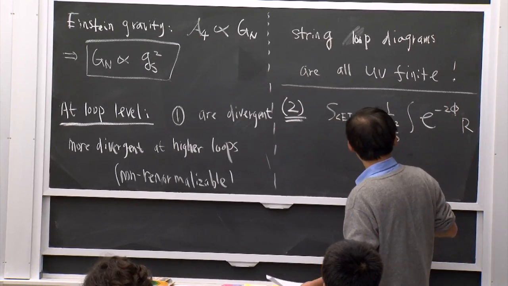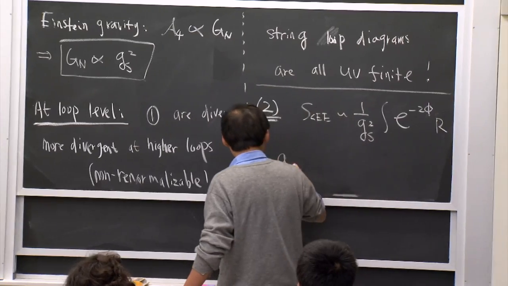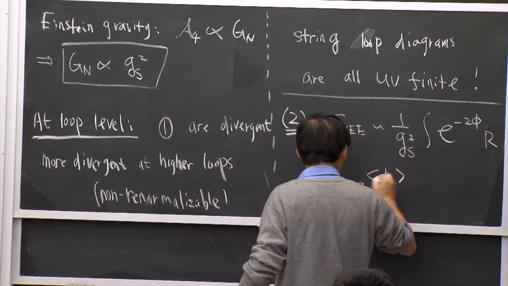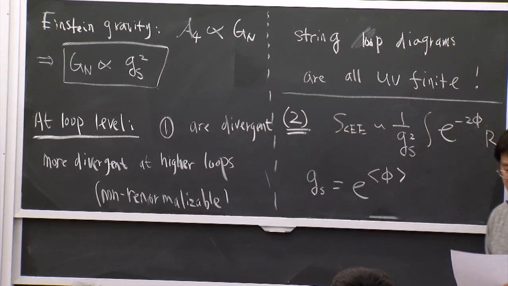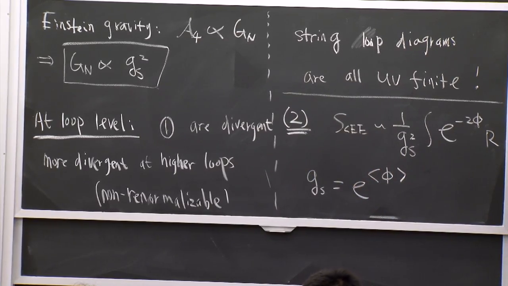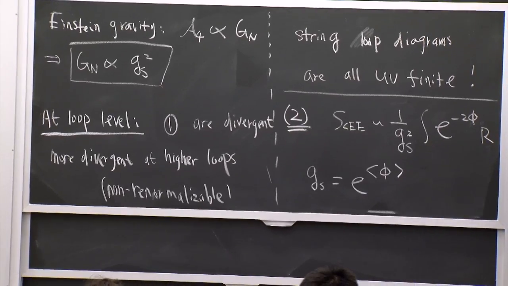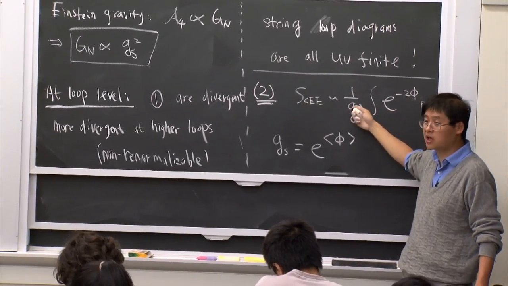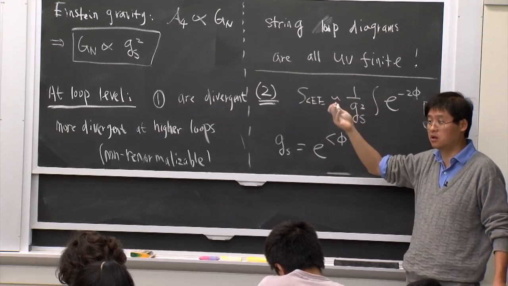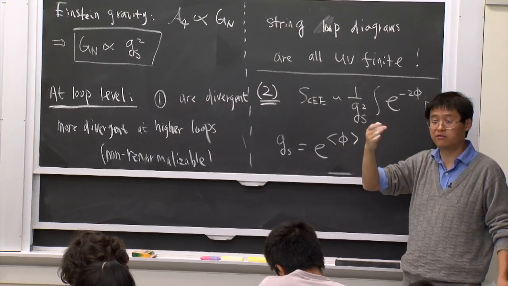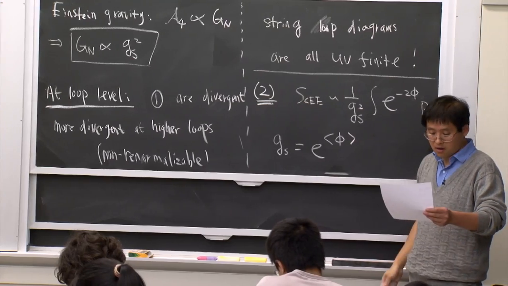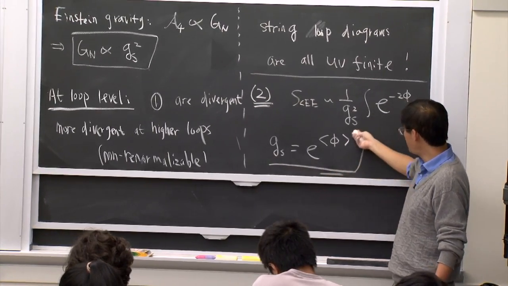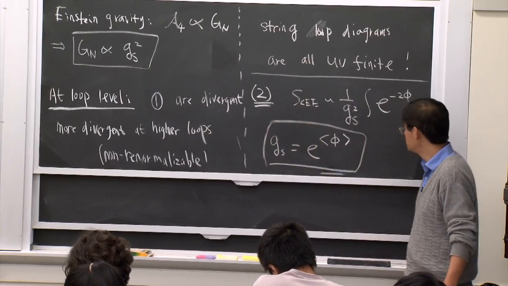So in fact, you can actually interpret this GS as the expectation value of this phi. Okay? Because if you can change phi and then change effective GS, then the GS can be interpreted as the expectation value of phi. So this is something very important and very deep.